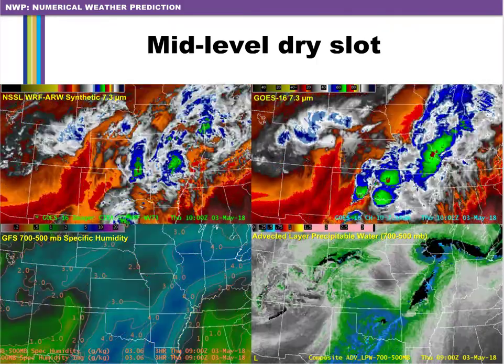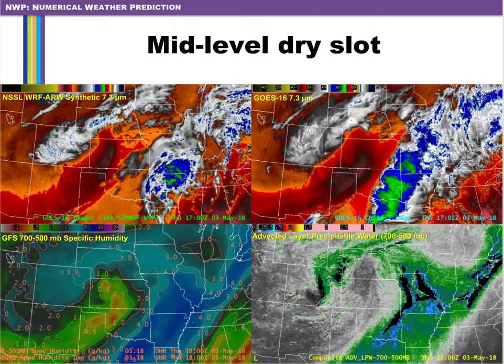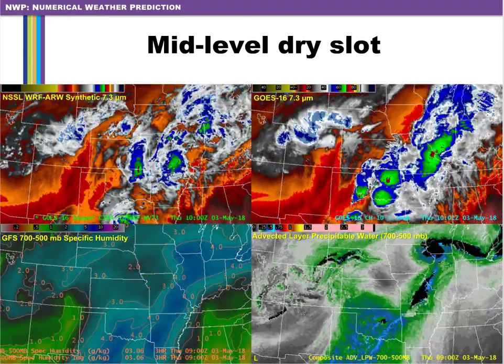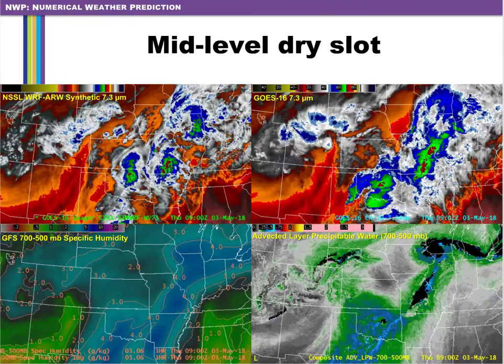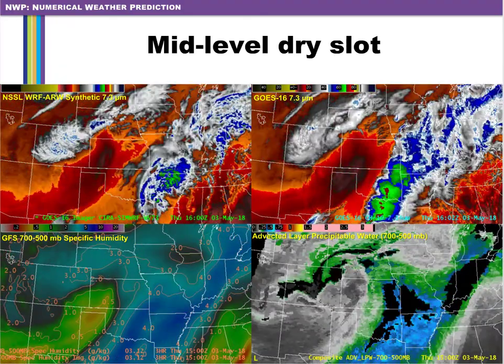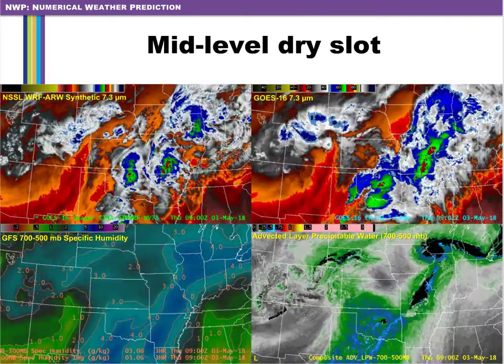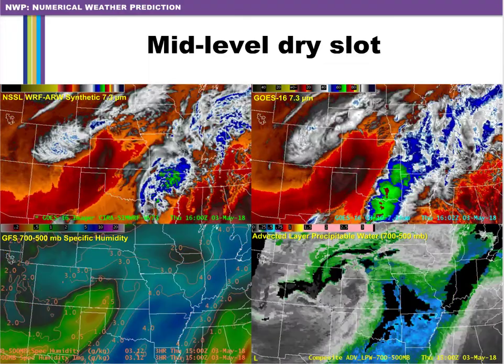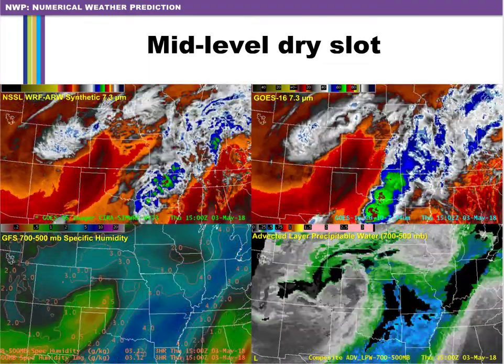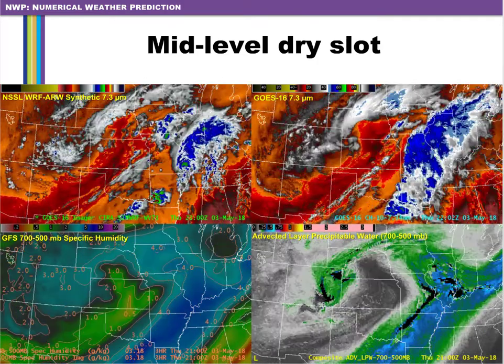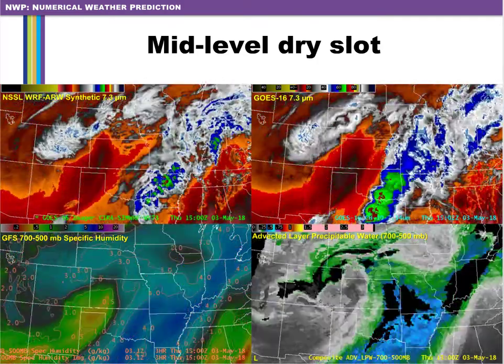The NSSL WRF has forecast convection in eastern Kansas by the end of the forecast loop in response to this mid-level dry slot. We can follow this feature in the GOES 16 and ALPW imagery, noting the timing and location of the dry slot. As the afternoon progresses, we gain more confidence with the model solution as it continues to look similar to what is observed.